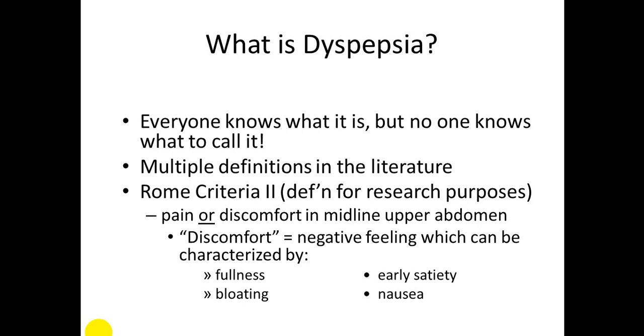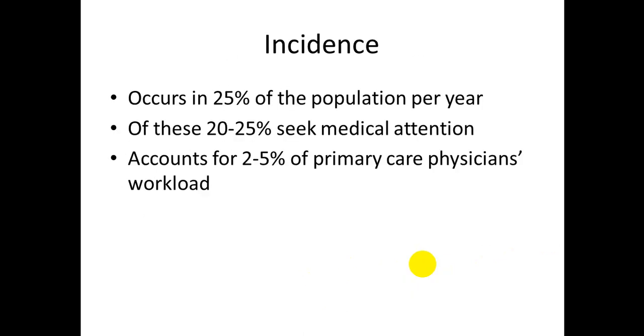Everyone knows what dyspepsia is, but no one knows what to call it. There are multiple definitions for dyspepsia. But what about the Rome criteria? In order to make it easy for you, you should have the Rome criteria for the definition. It is pain or discomfort in the midline of the upper abdomen, and it is a negative feeling which can be characterized by fullness, bloating, early satiety, and nausea.